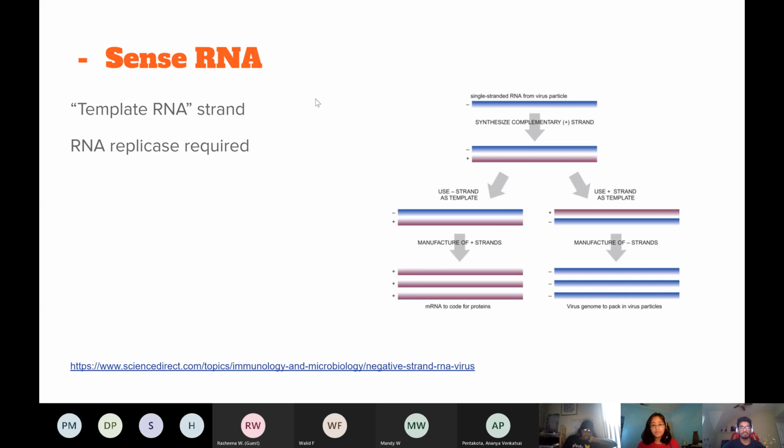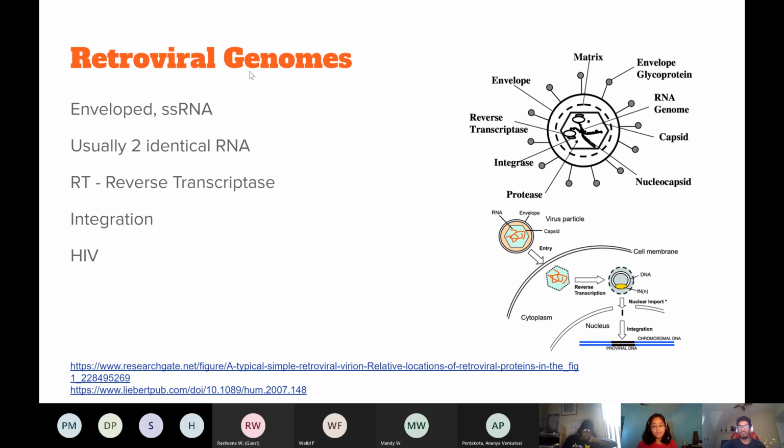Gotcha. Thank you. So we've gone through positive and negative sense RNA viruses, which are relatively simple compared to retroviruses. Retroviruses are a specific subsection of viruses, and they're all enveloped, and they're all single-stranded RNA. And usually you have 2 strands of this identical single-stranded RNA. The key thing about retroviruses is they use the envelope to combine with the cell membrane of the cell and release the capsid into the cytoplasm of the cell, as you can see at the bottom right.